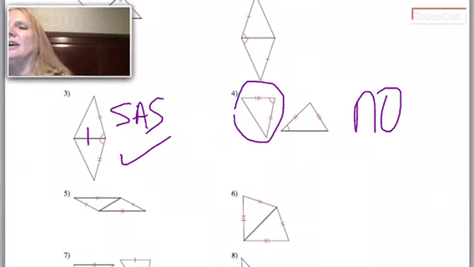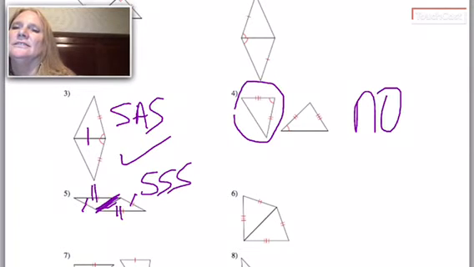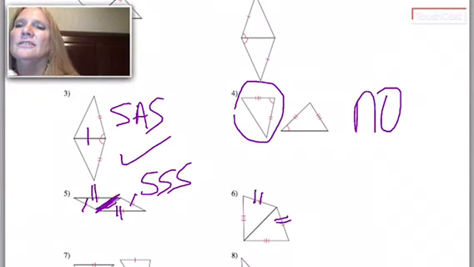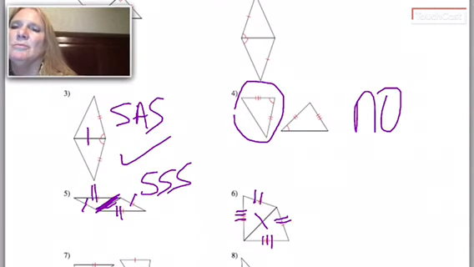What about 5? I have two sides marked in both. This one is congruent to this one, and this one's congruent to this one, and I can mark the third side because it's the same side in both triangles, so we can mark that congruent to itself. So yes, these are congruent by side, side, side. And 6 looks to be the same. I have this side and this side given to me explicitly, but this side is the same side in both triangles, so yes, we have side, side, side.